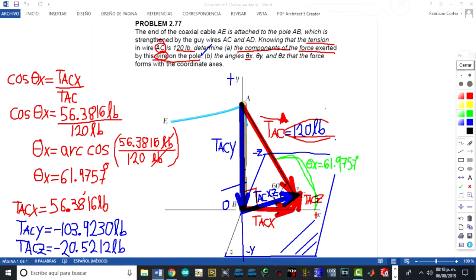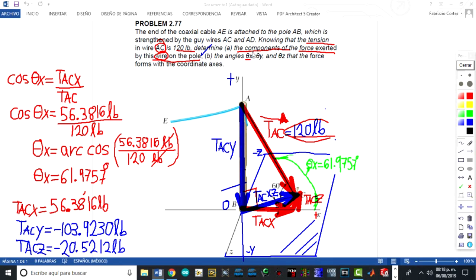And this is a little ugly. Imagine that this is an angle. This will be the angle theta x. That is, from the positive side of the x-axis to the vector, there is an angle theta x that equals 62 degrees. There is 62 degrees from that positive side of the x-axis to that vector.